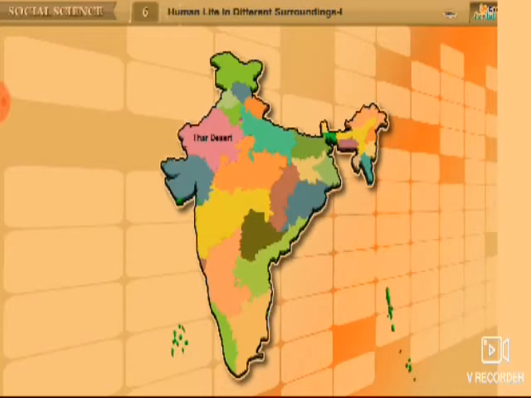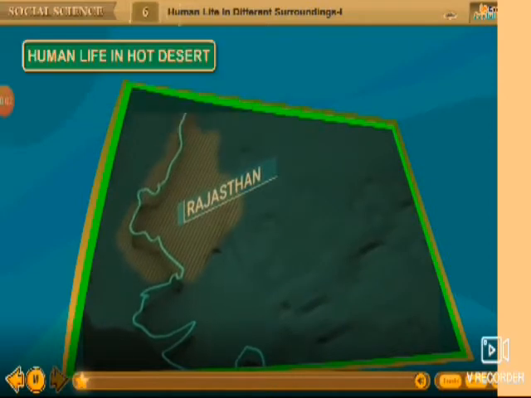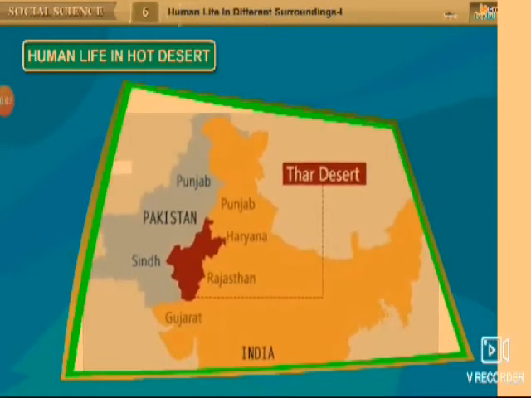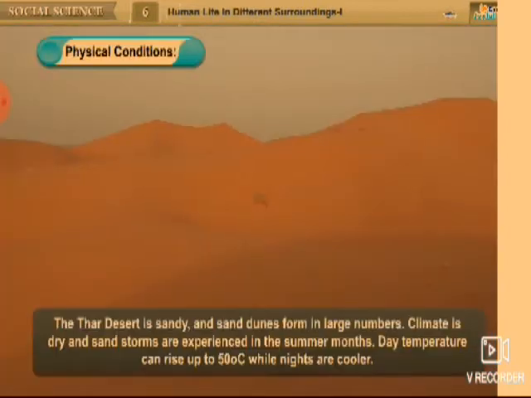Look at the map given below. It shows the most prominent hot desert in India, the Thar Desert in the western state of Rajasthan. Now let us study in detail about life in the hot and cold desert. The Thar Desert is located on the west of the Aravalli Hill Range and extends to the south of Punjab and Haryana till the Rann of Kutch in Gujarat. It also extends into Pakistan.